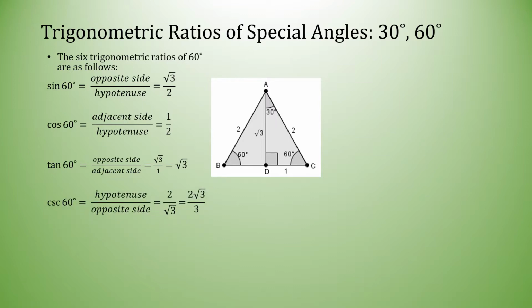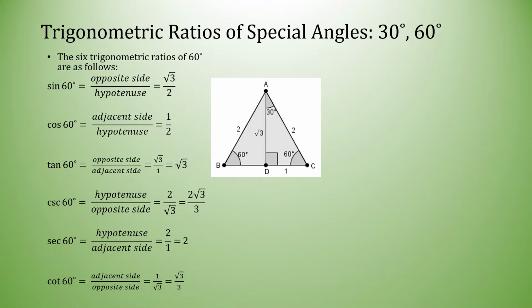Next is cosecant 60 degrees is equal to the hypotenuse over the opposite side, which is equal to 2 over square root of 3. So rationalizing the denominator, we obtain 2 square root of 3 over 3. So the value of cosecant 60 degrees is equal to 2 square root of 3 over 3. Next is secant 60 degrees is equal to the hypotenuse over the adjacent side, which is equal to 2 over 1. So the value of secant 60 degrees is equal to 2. Next is cotangent 60 degrees is equal to the adjacent side over the opposite side, which is equal to 1 over square root of 3. Then rationalizing the denominator, we obtain square root of 3 over 3. So the value of cotangent 60 degrees is equal to square root of 3 over 3.